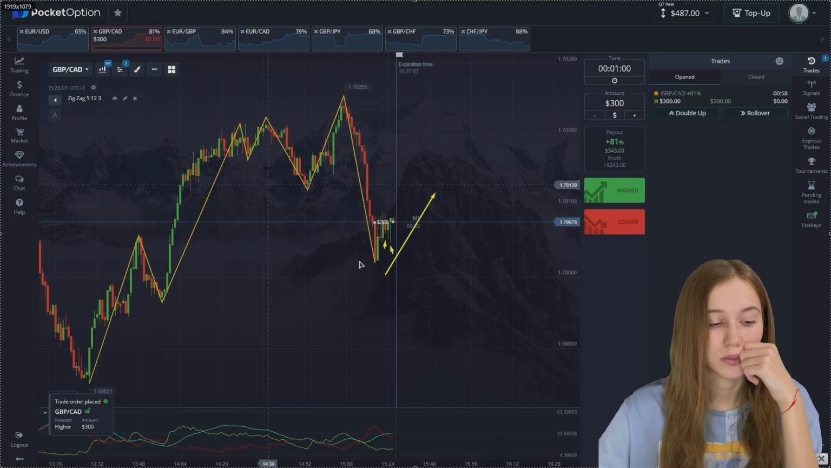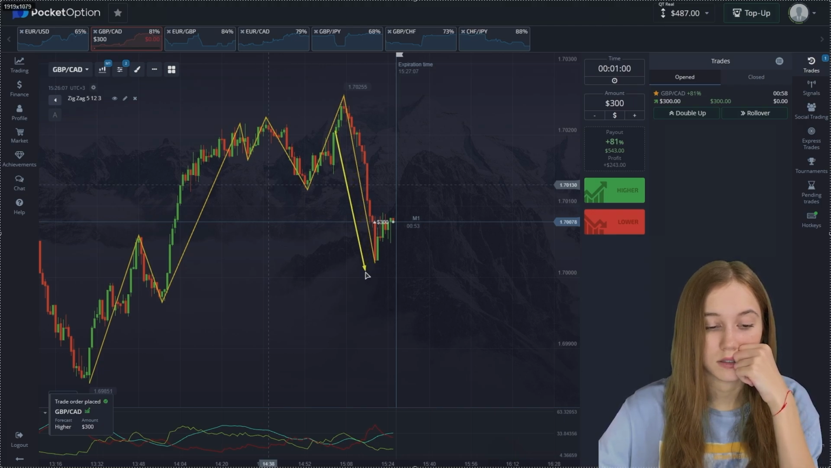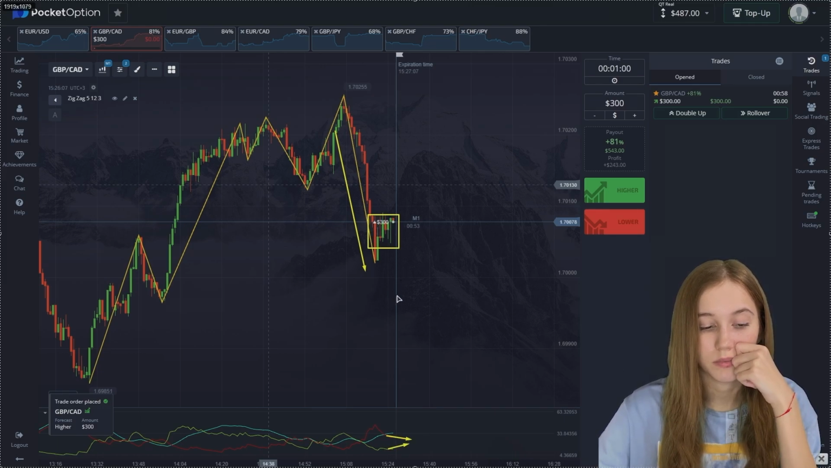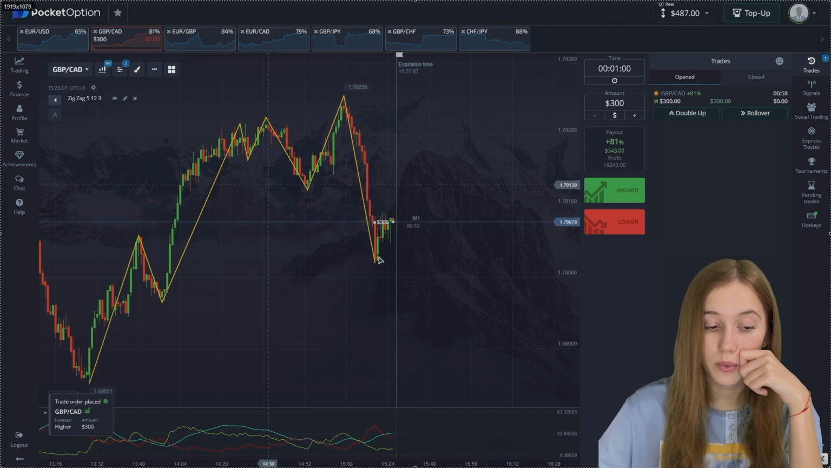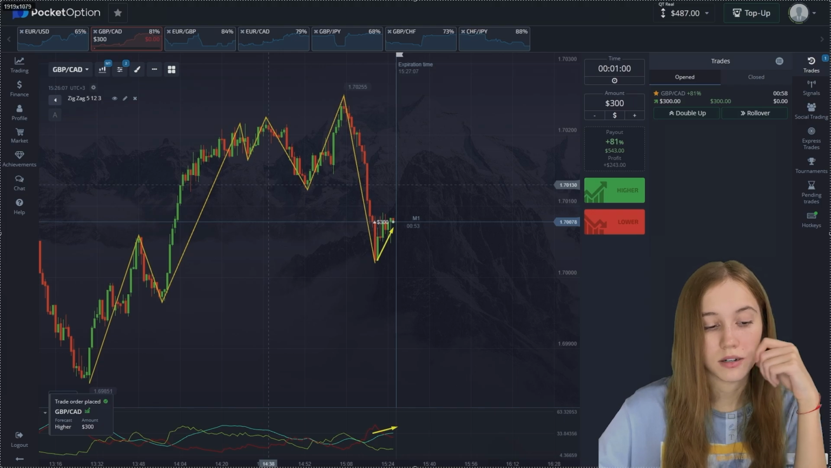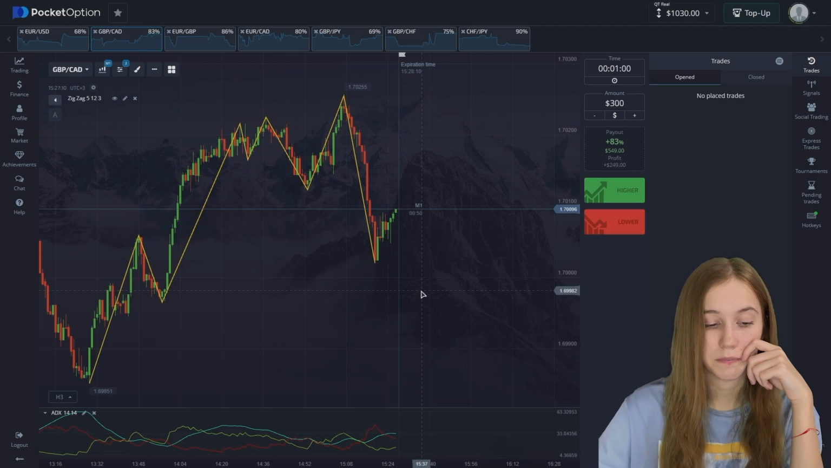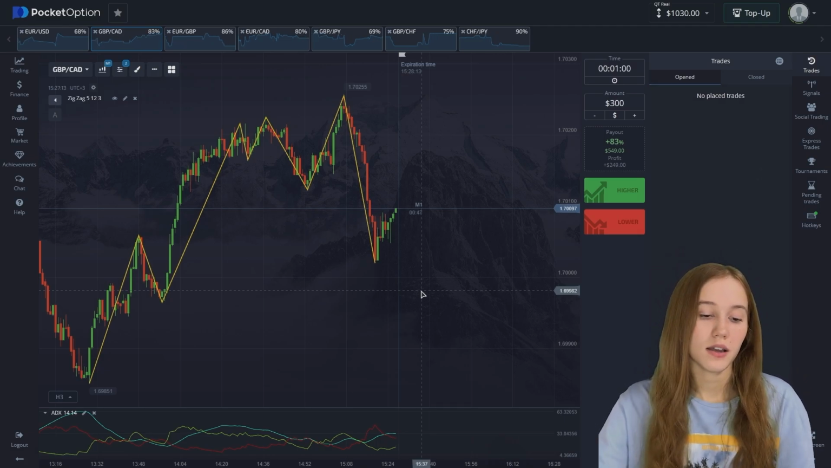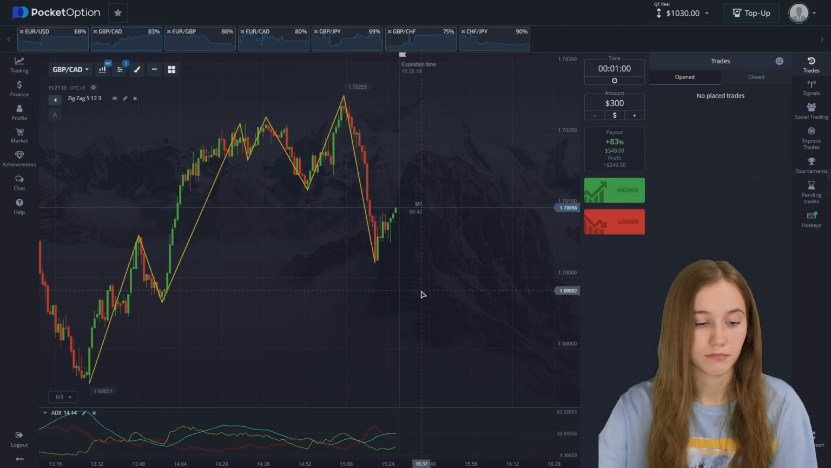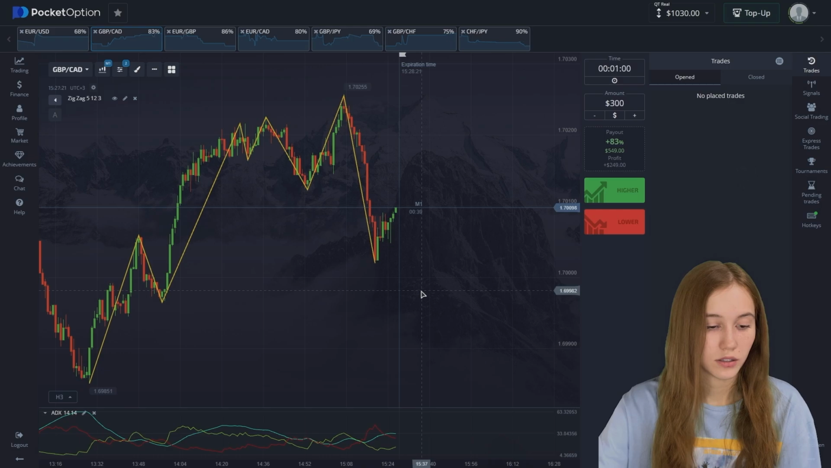According to zigzag, we see that the trend is stable. And according to ADX, there's also some kind of consolidation. So we open a deal based on analysis. The intensity is growing because of the recovery of the chart, and we close the deal in profit. Good. And let's finish our trading session for today. Good.